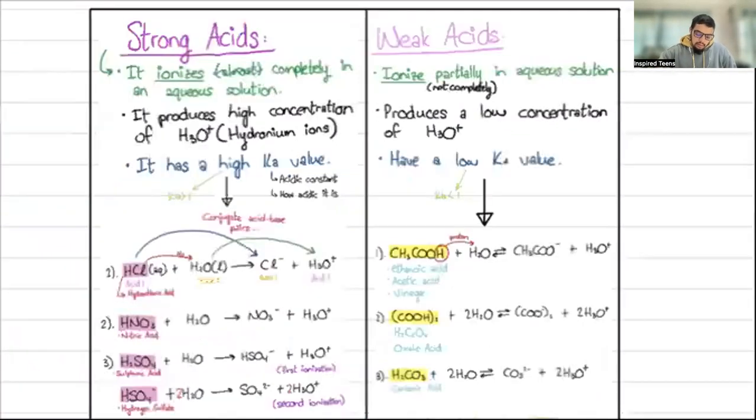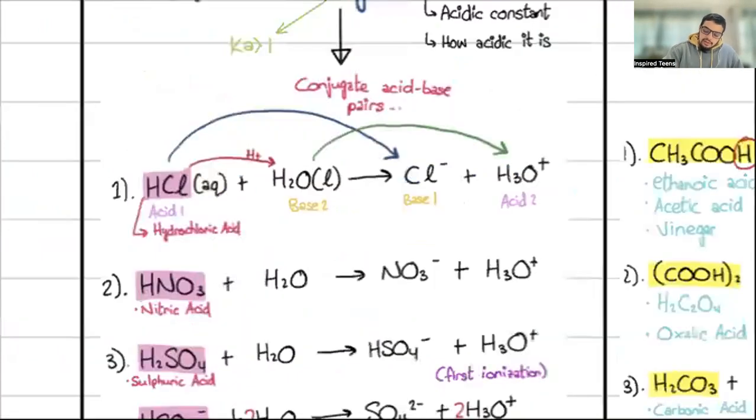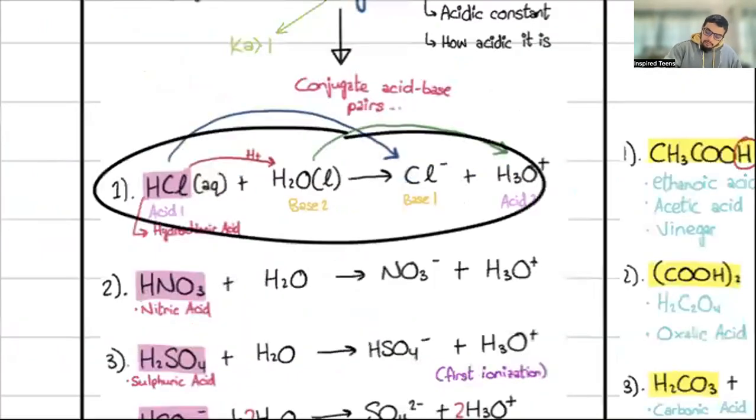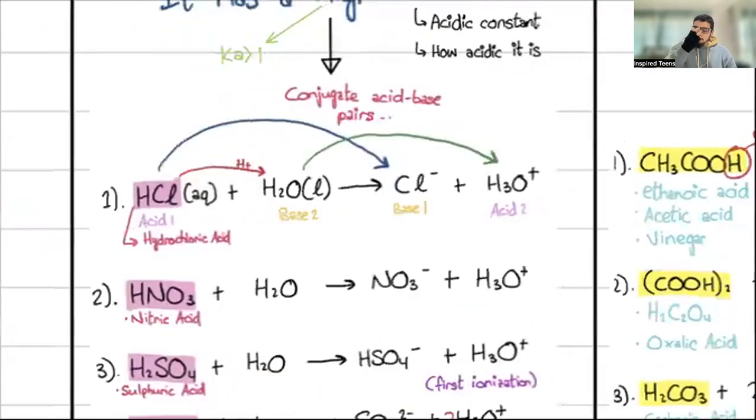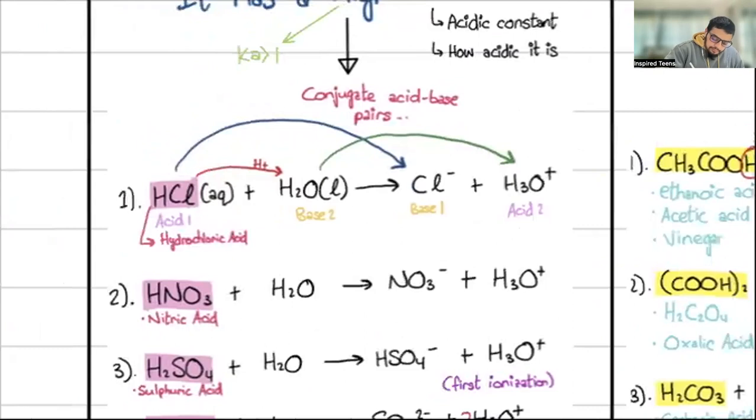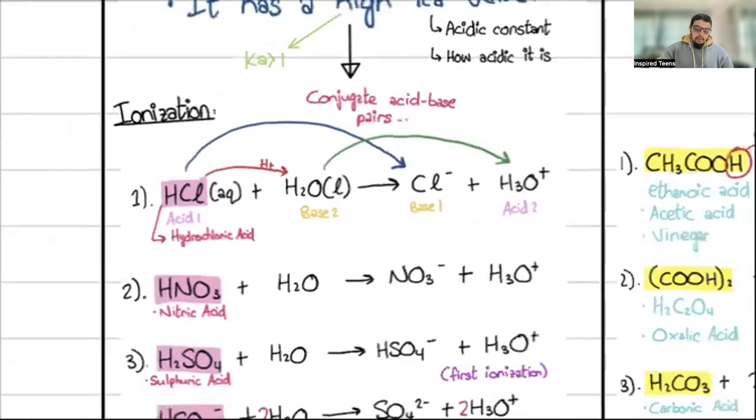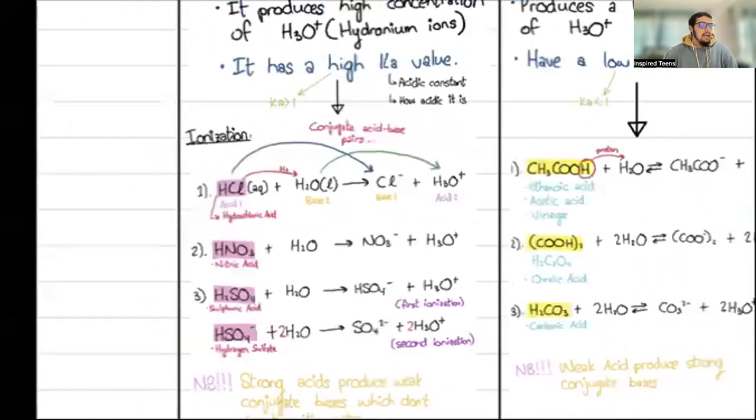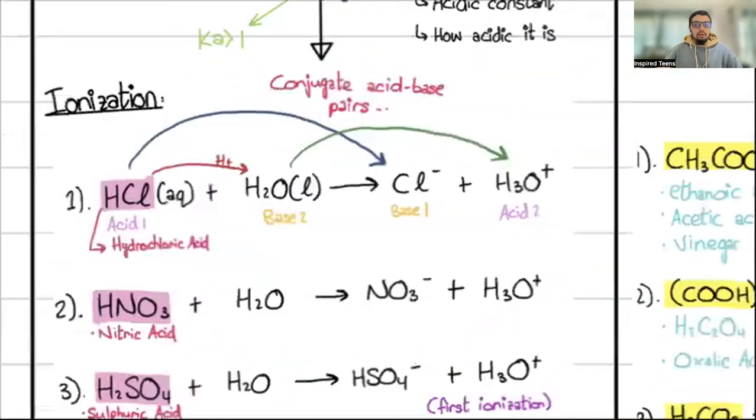Okay, so now let's have a look at our first reaction for a strong acid. These three are examples of strong acids, and these are all ionization reactions, because remember that acids ionize. Let's have a look at this first reaction, where we're going to discuss all the concepts, and then we'll just brush through the rest of the reactions.